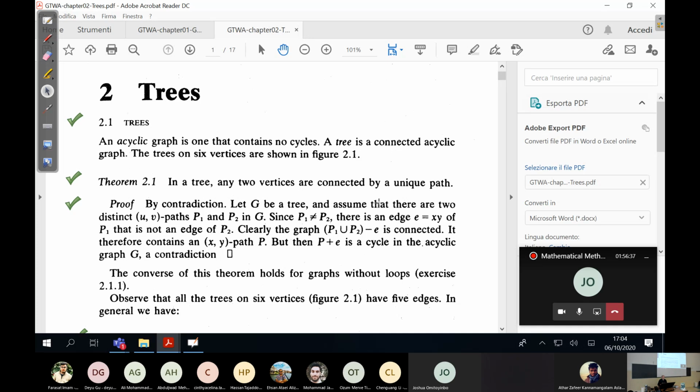Can we also reverse this? Meaning, if I have a connected graph for which there is a unique path from each vertex to each other vertex, can I be sure that it is a tree? Yes, for graphs without loops. Okay? If we have a graph for which we know already that it is without loops, and for which from each vertex to any other vertex there is a unique path, then it is possible to prove that it is actually a tree. And this is an exercise, but not in our list of exercises.